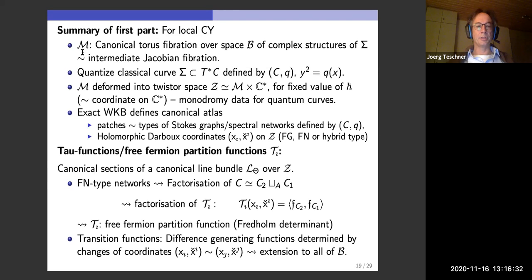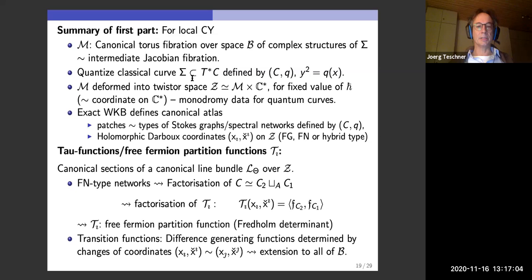We had quickly recalled M, the moduli space, which is going to be our main player, a canonical torus fibration over the space B of complex structures on our local Calabi-Yau's. And in this context, thanks to a theorem of Donagi, Diaconescu, and Pantev, we can identify this torus fibration, in fact, with the intermediate Jacobian fibration, which is, of course, an important canonical object in this context of Calabi-Yau's.